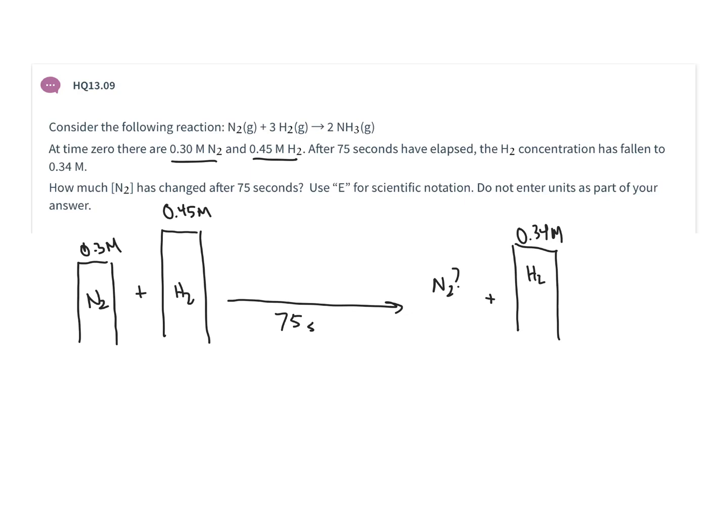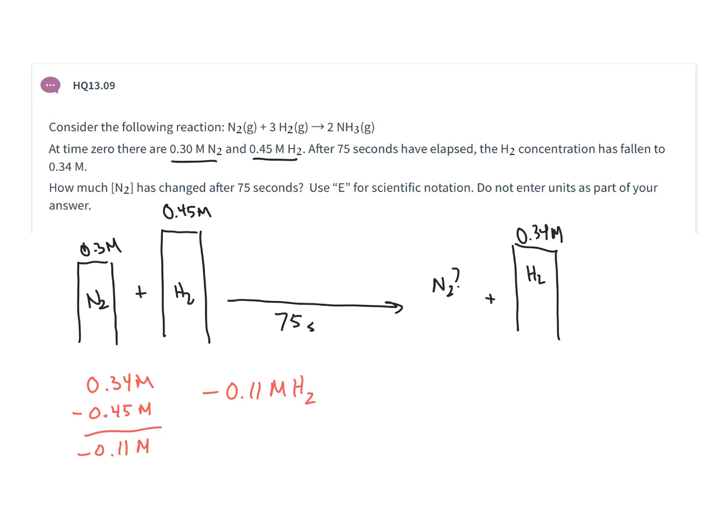So change in concentration is final concentration minus initial concentration. My final concentration is 0.34 molar. My initial concentration is 0.45 molar. I subtract those two to see my change in concentration is negative 0.11 molar for my hydrogen. Now I can use that change in concentration to determine what the change in concentration of nitrogen should be during the course of that reaction.